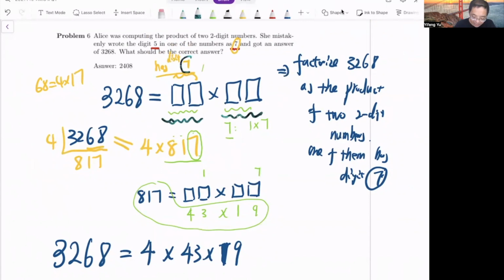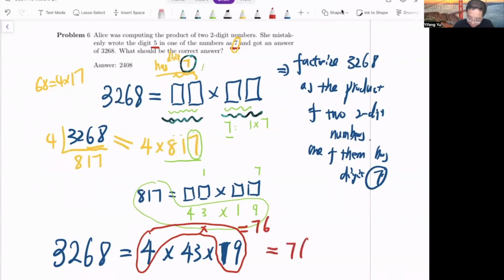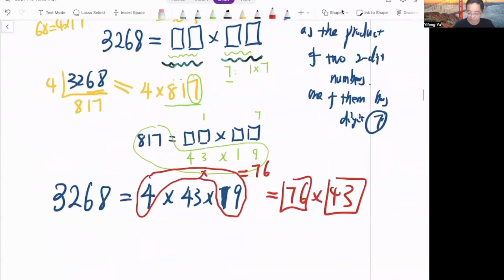But then what we want is to write this as the product of two-digit numbers, and one of them has digit 7. How can we come up with 7? If you multiply 4 times 19, what is it? It is 76, right? So then I just get 76 times 43. I get my decomposition, right?